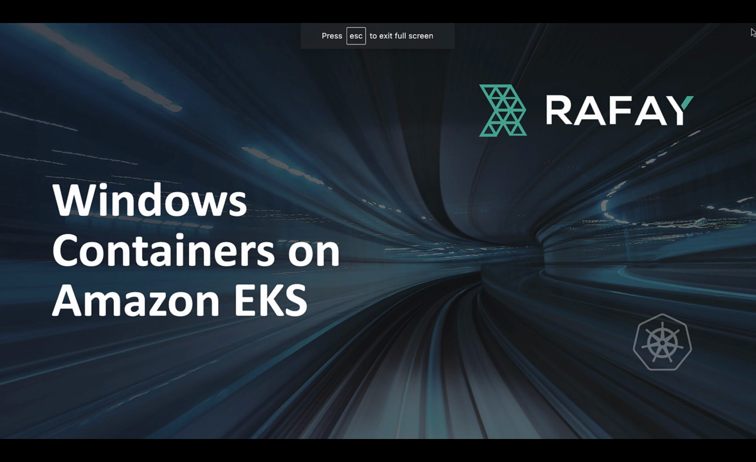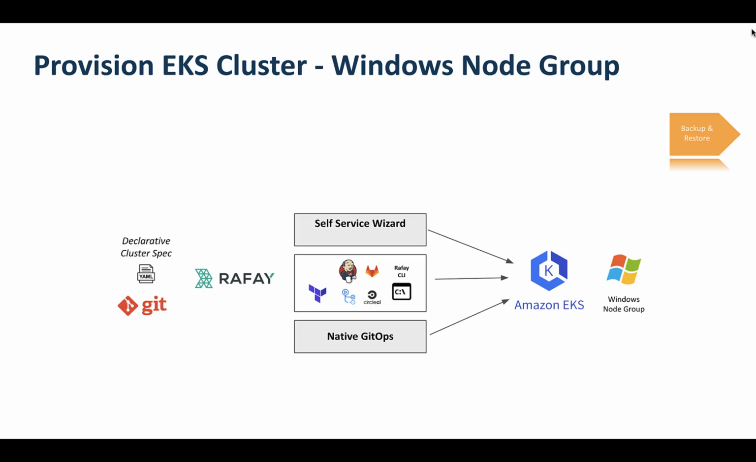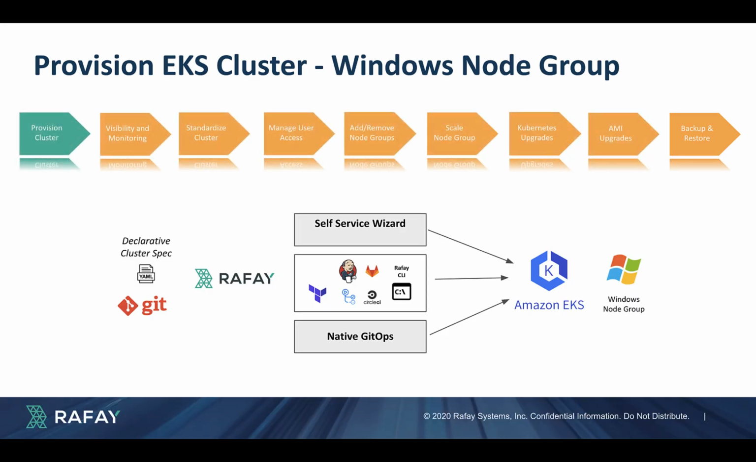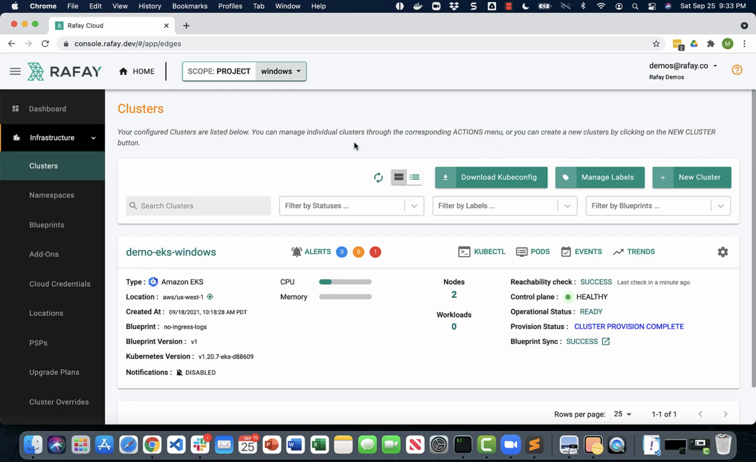In this video, I will show you how you can use Rafay to provision a Windows node group to your Amazon EKS cluster. You'll then deploy a containerized Windows workload on your EKS cluster. You can use Rafay to add a Windows node group to your EKS cluster, either using the self-service wizard or using a declarative cluster specification.